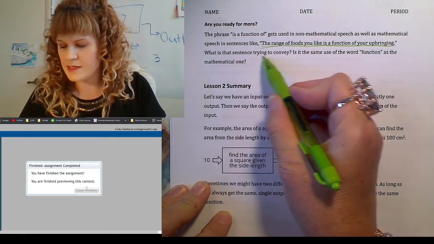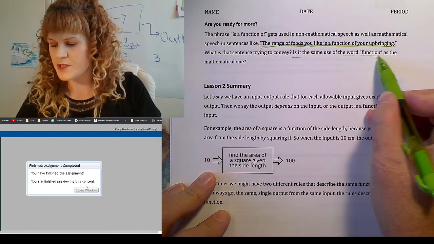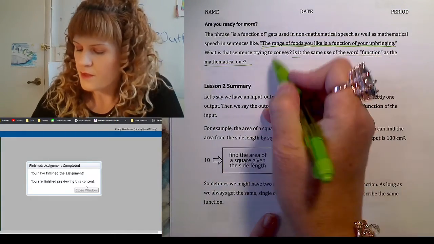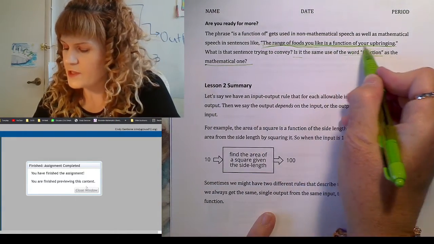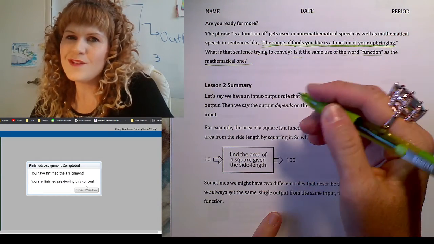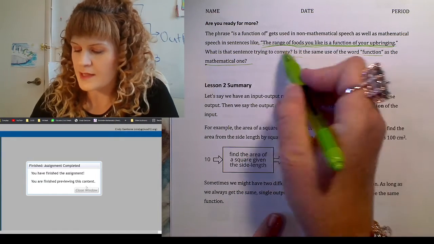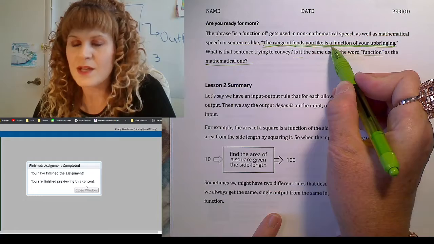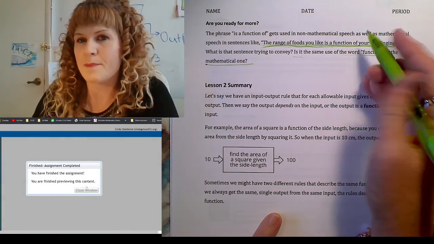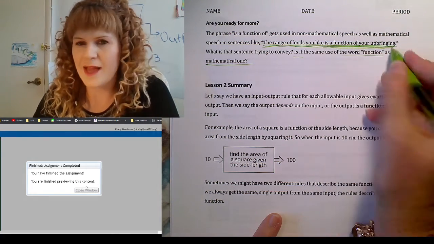What is that sentence trying to convey? Is it the same use of the word function as the mathematical one? Let me read it again. The range of foods you like is a function of your upbringing. So when it's not used in a mathematical way, they mean depends on. The kinds of foods you like depends on your upbringing, like what your mother cooked or what was popular in your community. It depends on that.